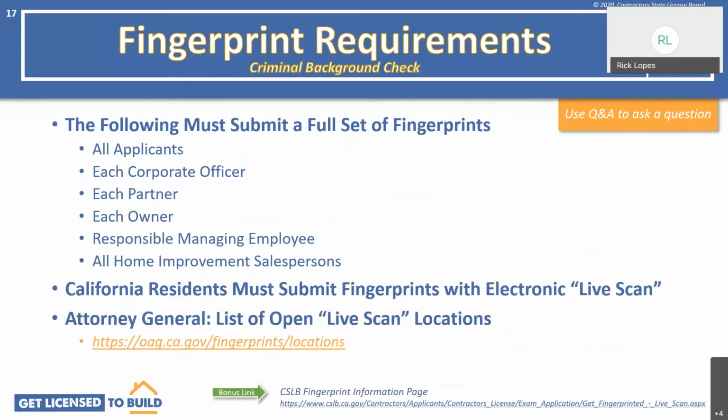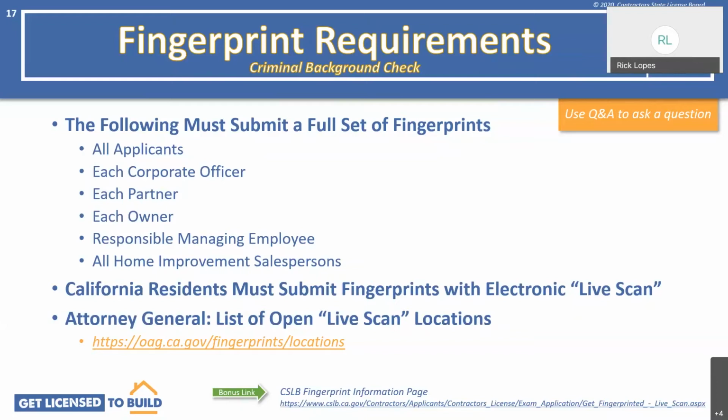Next is a closer look at our fingerprint requirements, which are used for criminal background checks. This is a list of those who must submit a full set of fingerprints to CSLB, depending on the type of business entity: all applicants, each corporate officer, each partner, each owner, the responsible managing employee, and all home improvement salespersons. If you're in California, you must submit fingerprints electronically with what's called LiveScan.